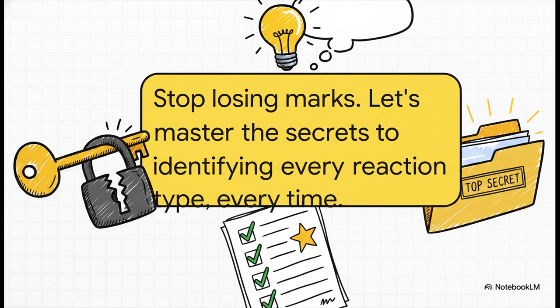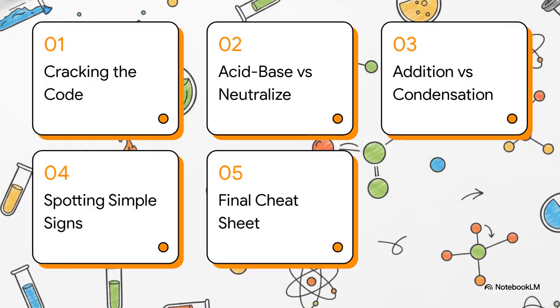This is it. This is where we stop throwing away those points. We're going to break down the secrets to spotting every single reaction type every single time so you can walk into that exam feeling ready to grab every last mark. So here's our game plan. First, we'll crack the overall code. Then, we are diving into the two biggest troublemakers, acid-base versus neutralization, and addition versus condensation. After that, we'll cover the easy wins and wrap it all up with the ultimate cheat sheet.